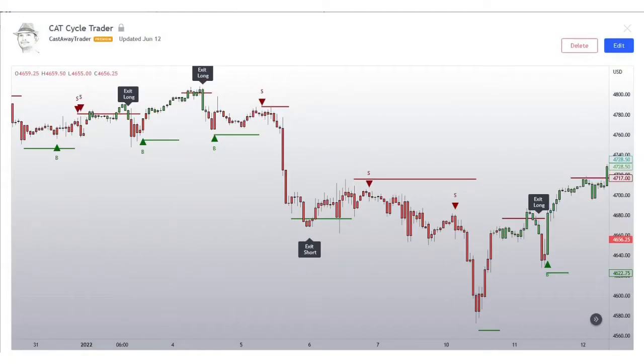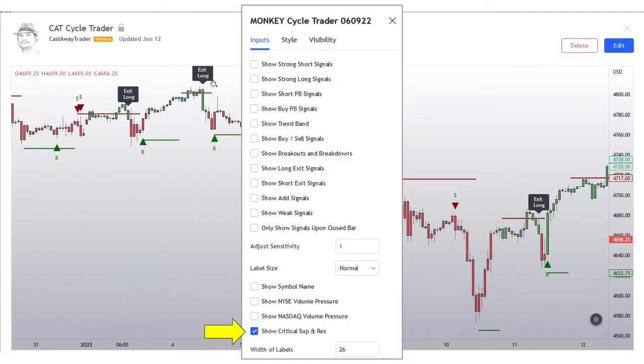The main function of the CAD Cycle Trader Indicator is to identify an underlying cycle and draw support and resistance, and in addition to that it draws trading signals. And today we will be talking about an additional feature of that same indicator.